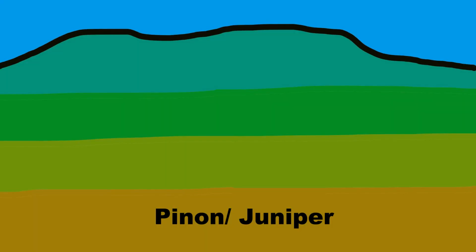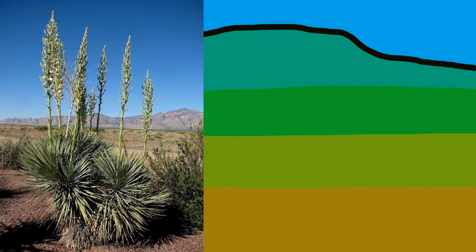But now we're going to go really down low to the Pinon Juniper life zone. And in the Pinon Juniper life zone, our new plant is going to be this very famous plant, the state flower of New Mexico. You probably already know it. It is our good friend, the yucca plant. Very distinctive plant, very famous in the state of New Mexico.